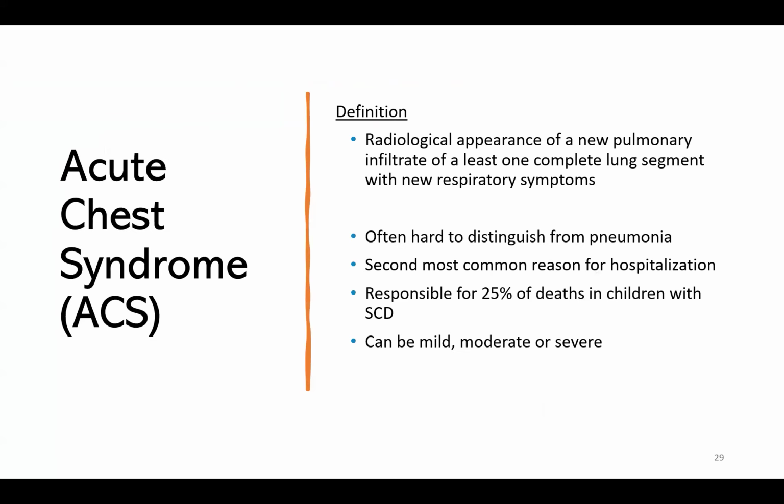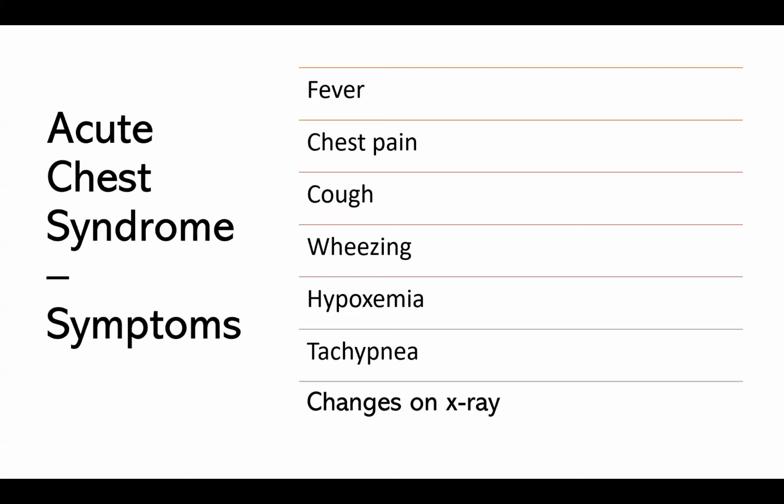So acute chest syndrome. By definition, it's a radiological appearance of a new pulmonary infiltrate of at least one complete lung segment with respiratory symptoms. It's often hard to distinguish from pneumonia. It's the second most common reason for hospitalization, and it's responsible for about 25% of deaths with children with sickle cell disease. Acute chest can be mild, moderate, or severe. So some of the symptoms of acute chest, so fever, chest pain, coughing, wheezing, hypoxemia, tachypnea, and definitely changes on chest x-ray.